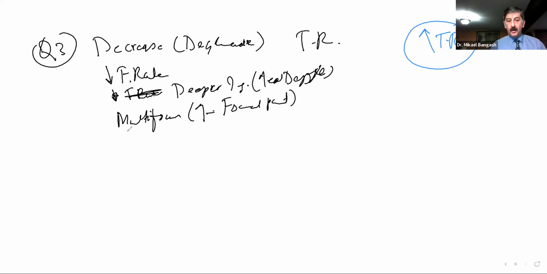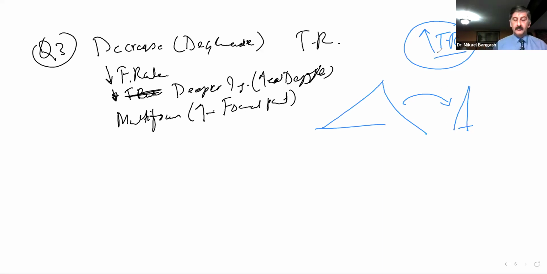Okay, so the narrower sector: if we went from a wide sector to a narrow sector, that is going to improve or increase the temporal resolution, mainly because of a lower T frame. That will lead to a greater frame rate, and greater frame rate means better or improved temporal resolution.